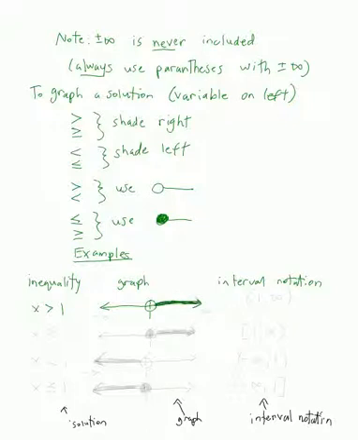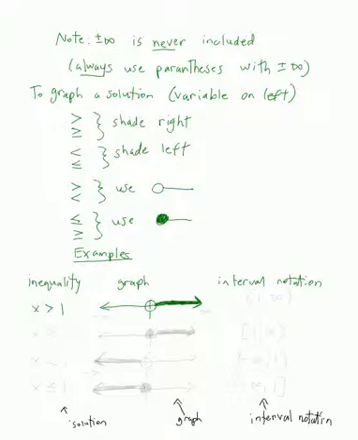Now, do we shade in the circle or do we not? Well, look up here. Because it's greater than, it means it does not include 1. And so that means I don't actually shade in the 1. So that's it. That would be the graph.